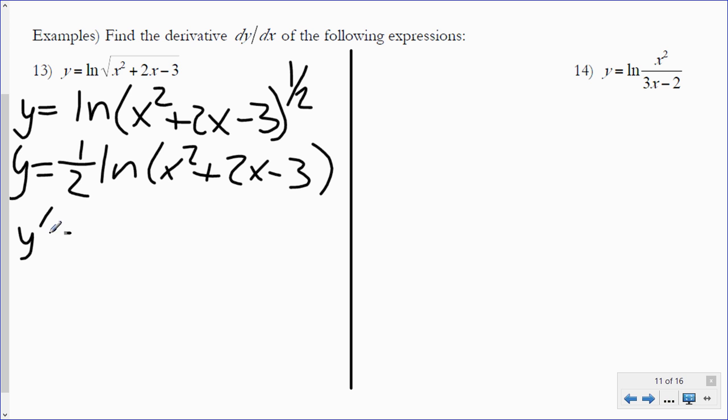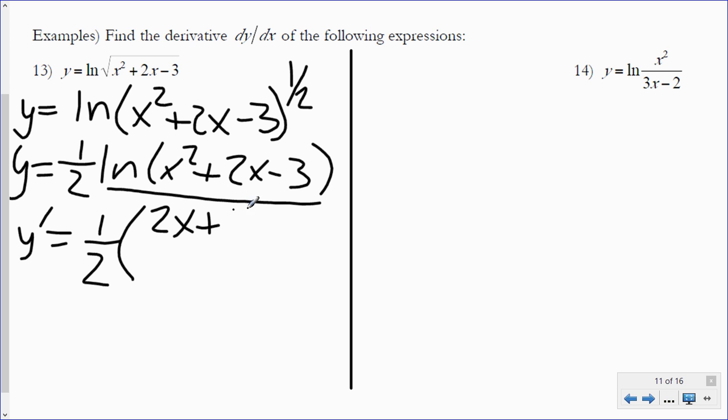So now y prime is going to equal, well, I'm going to just put the 1/2 in front. Remember how when we found derivative of natural log, we would always start with 1 over what's in parentheses, then times the derivative of what's in parentheses. So the derivative of natural log of x squared plus 2x minus 3 is just going to end up being 2x plus 2, which is the derivative of the inside, over x squared plus 2x minus 3.